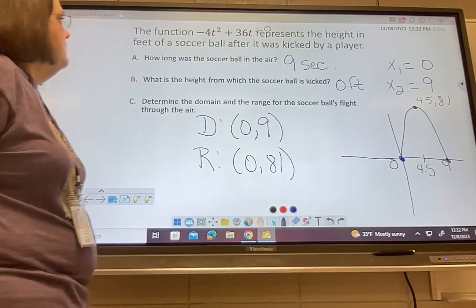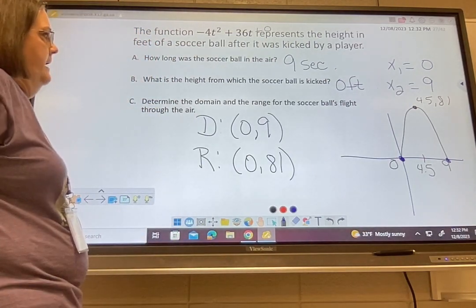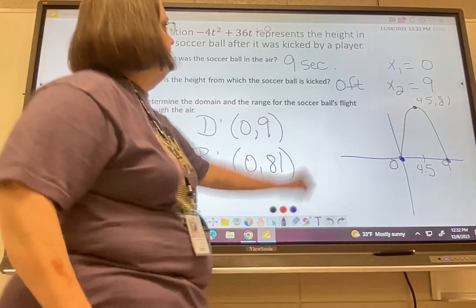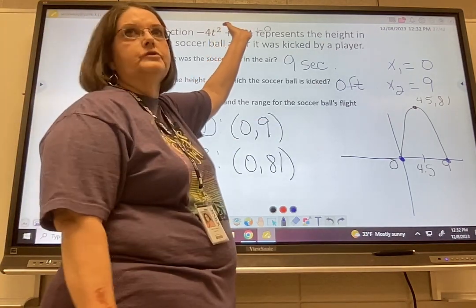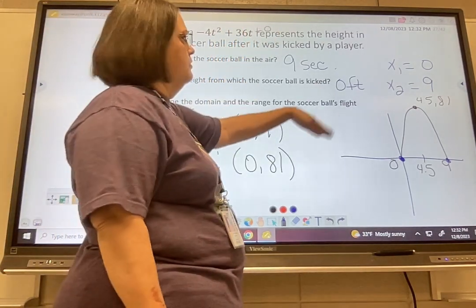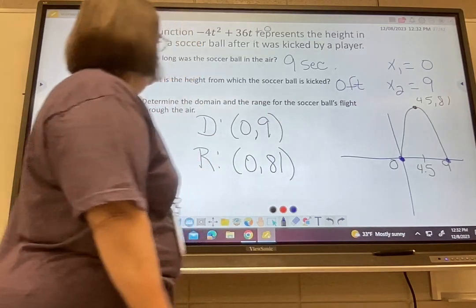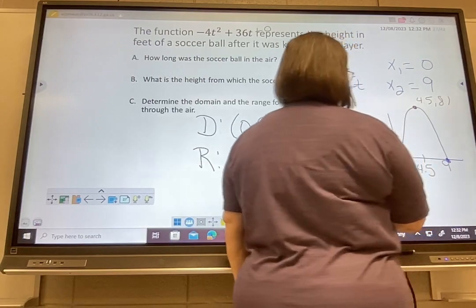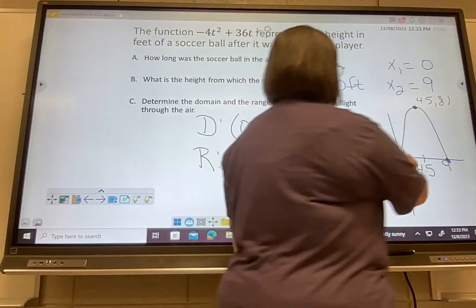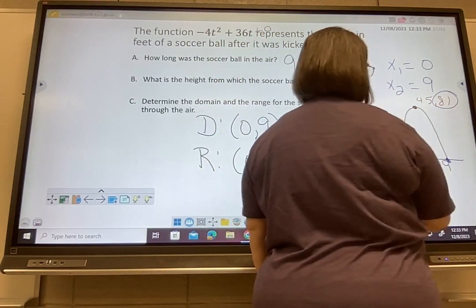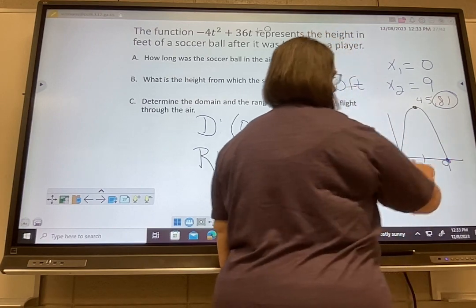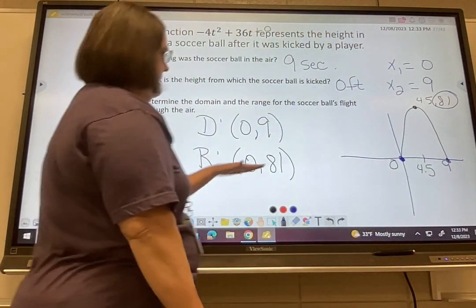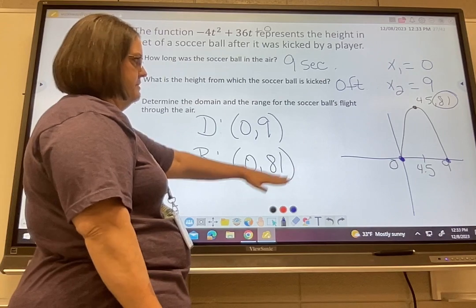Okay. All right, and then it says determine the domain and the range. Well, here's our sketch. And if you need to, put it in Desmos and look at it. It will graph this in Desmos. So the domain is going all the way from 0 to 9. And the range is going from 0 to 81 feet. That's your height. This is your maximum. That's all your x values. So from 0 to 9. And then all your y values go from 0 to 81.